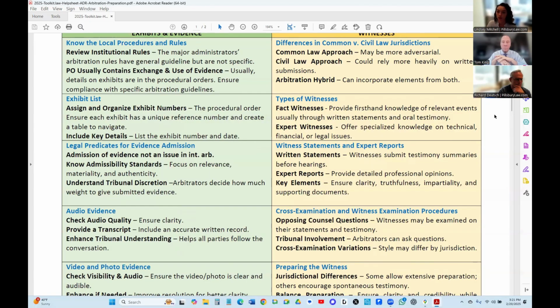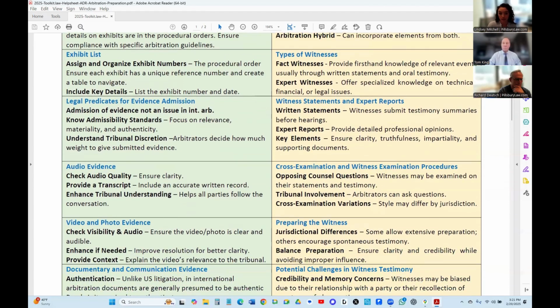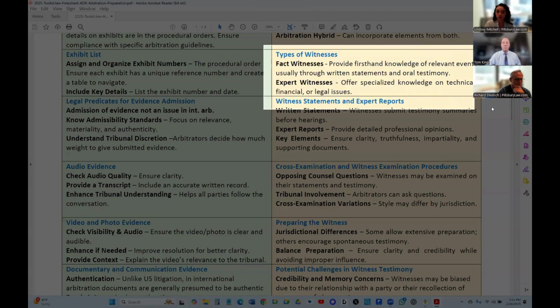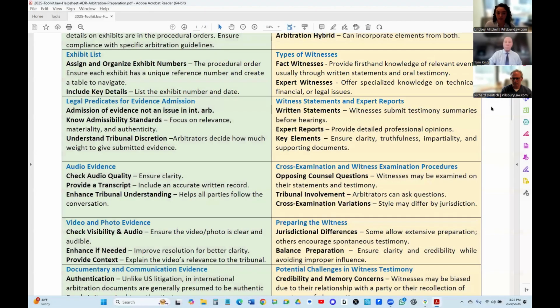We can move on to types of witnesses. There are two critical types of witnesses. You have fact witnesses. These are going to be the individuals who provide firsthand knowledge of whatever event or underlying transaction took place. Maybe they are employees or people who worked in the government. That's especially the case if we're talking about an investor-state dispute. And often they will present their testimony in the form of a written witness statement, like Rich was saying. And then they may also testify at the hearing.